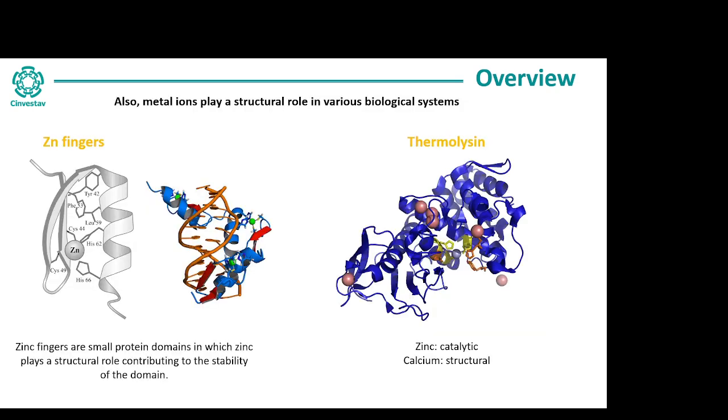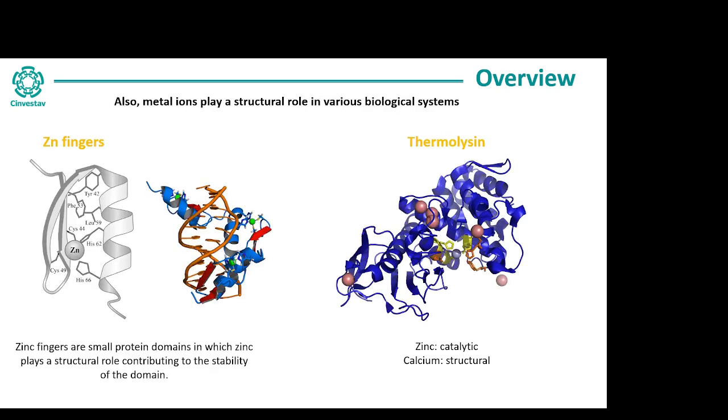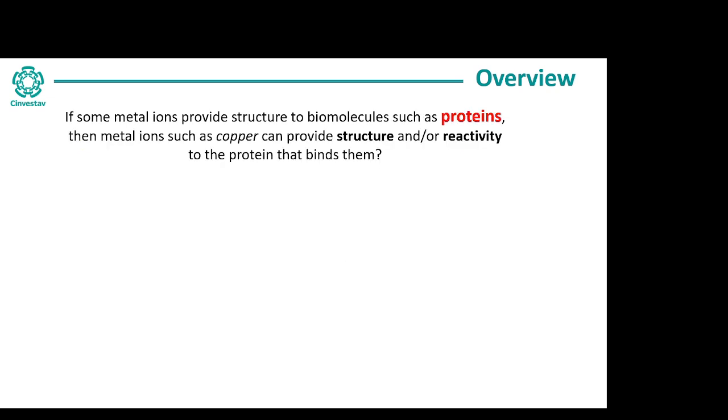It's important to note that metal ions also play a structural role in various biological systems, like zinc fingers. Zinc fingers are protein domains that bind to DNA, and thermolysin is another protein that involves zinc as a catalytic site, but it also has calcium, and this calcium is just structural for the protein.